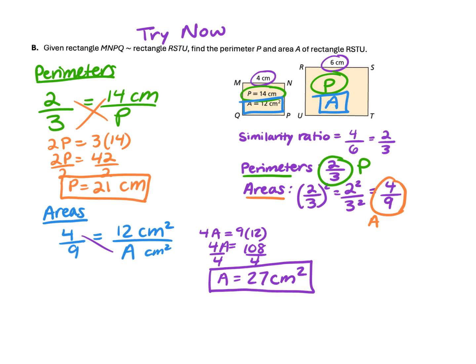All right, here is your solution. The perimeter of triangle RSTU is 21 centimeters, and the area is 27 centimeters squared. You can see all my work here. I started off by finding the similarity ratio, 4 over 6 was 2/3. Perimeter ratio, we keep it the same, 2 over 3 equals 14 over some P. And for the area ratio, we have to remember to take the similarity ratio of 2/3 and square it. 2 squared over 3 squared makes 4/9. And then again, just line them up. 4 over 9 equals 12 centimeters squared over A. Do our cross products and you'll get 27 centimeters squared.